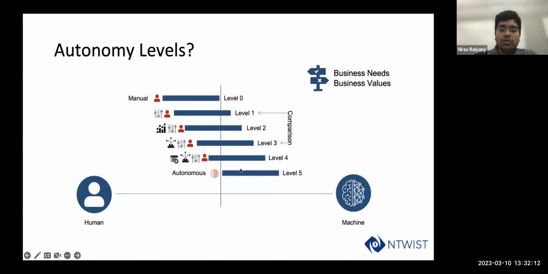going all the way to autonomous operations is not the best option all the time. The level of automation that you want in your manufacturing facility should be driven by your business needs and business values. For example, if your facility is completely manual, having some sort of analysis with a control, which is level 2, could add enormous value in your operation, while moving from level 2 to level 3 may not have that much of an impact. So I think the level of autonomy should be decided based on your needs.